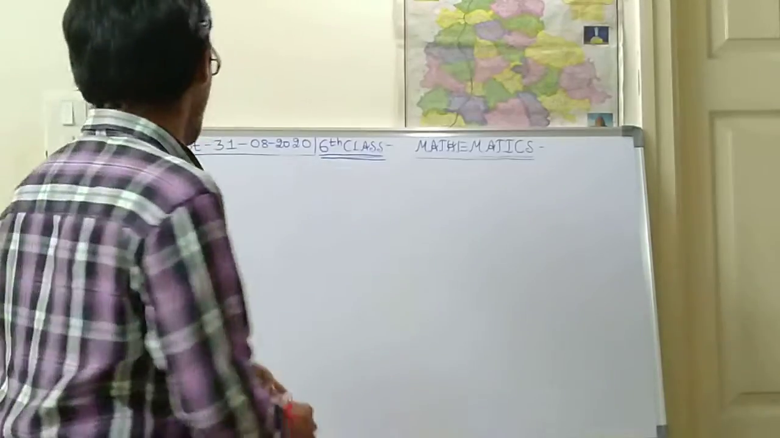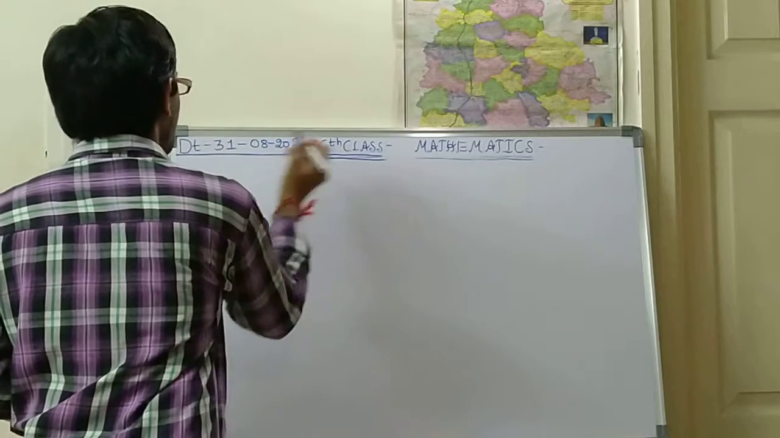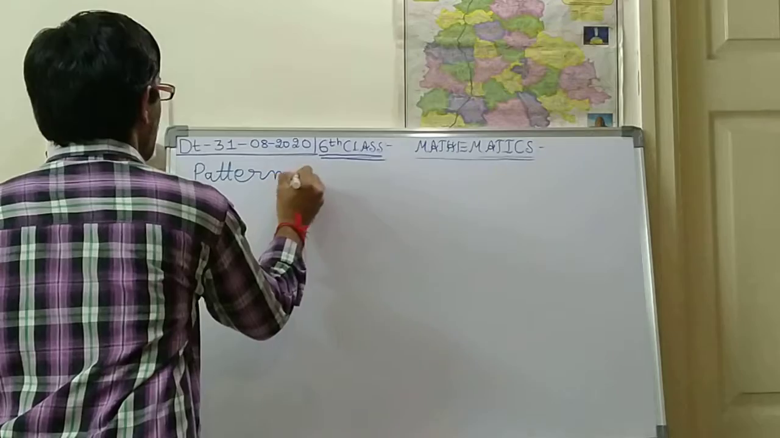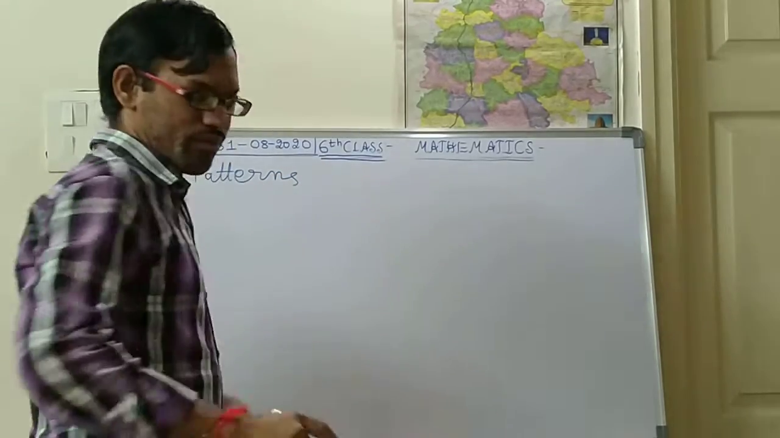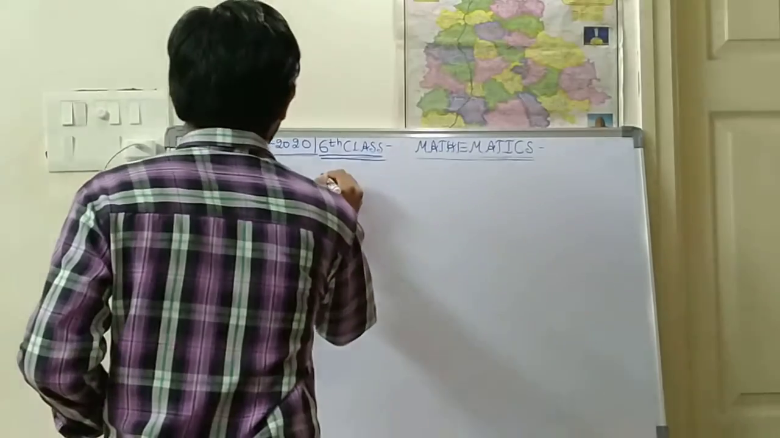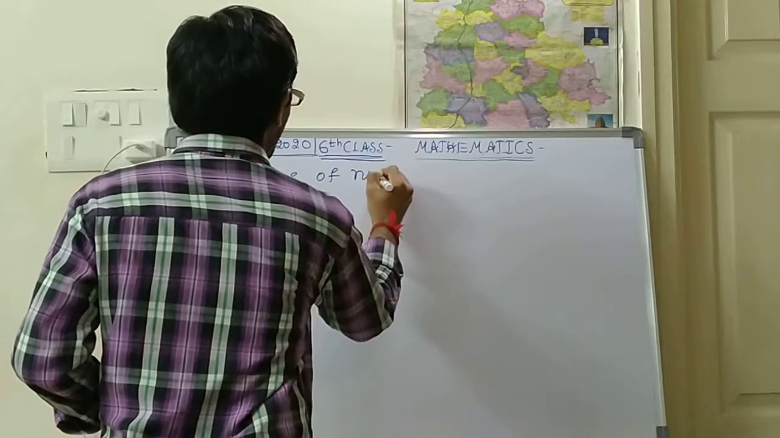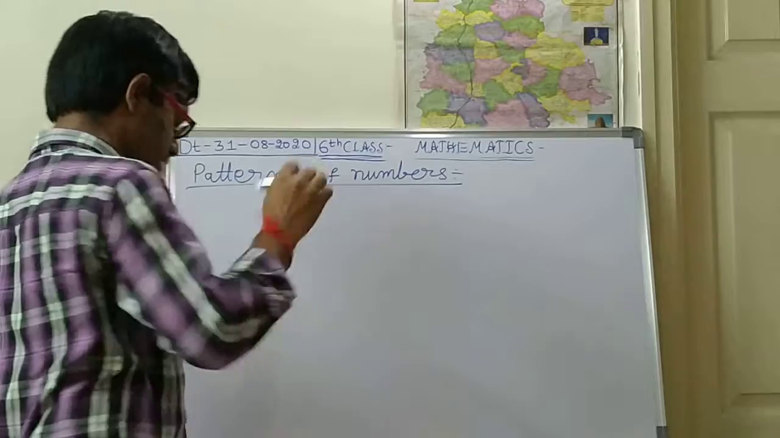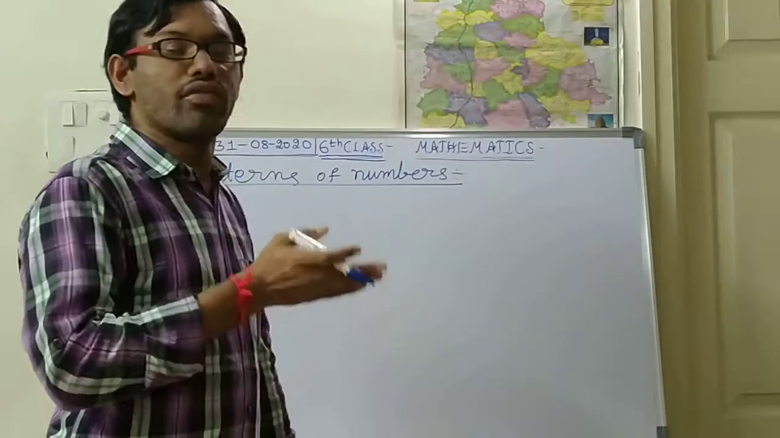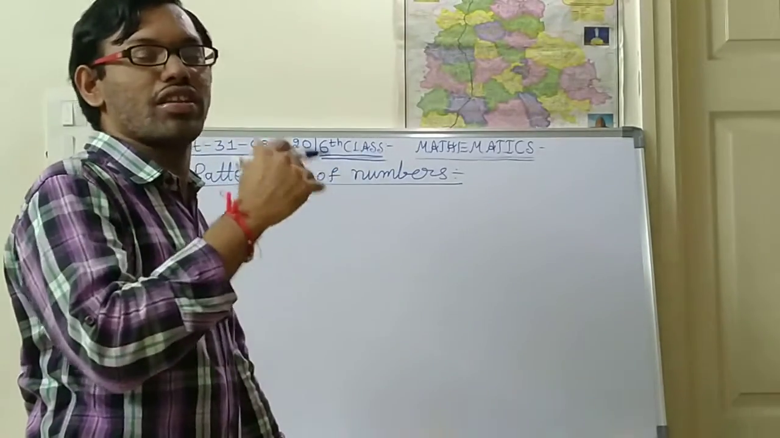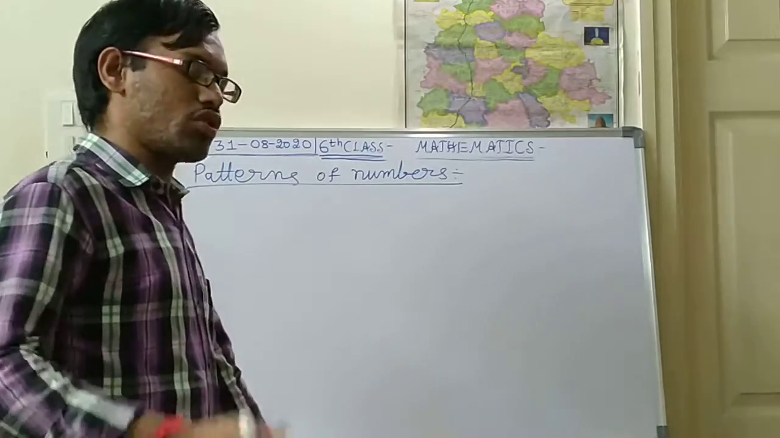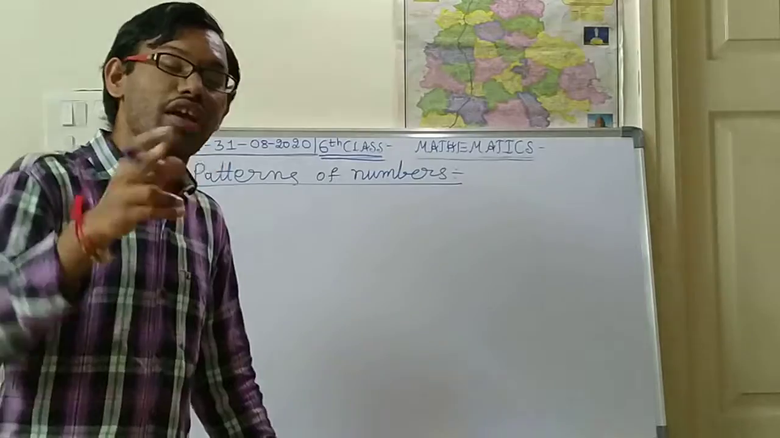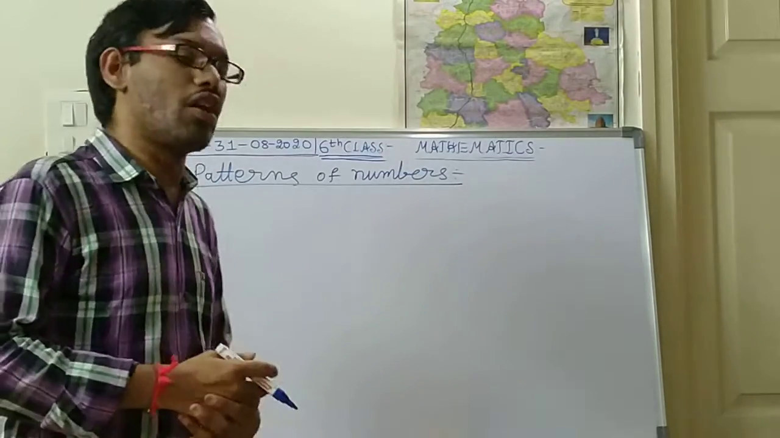So here the next one is patterns. Next concept is patterns of numbers. In the previous class, we saw patterns of shapes for the whole numbers. Geometrical shapes we have seen. Now patterns of numbers. In the numbers only, how the patterns will be there, you have to check.